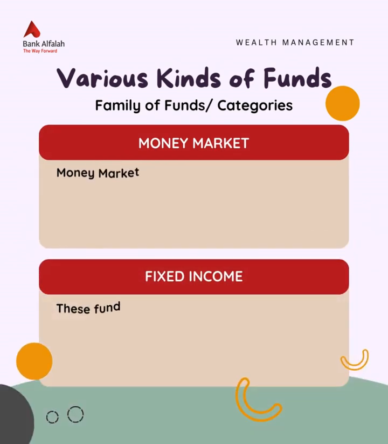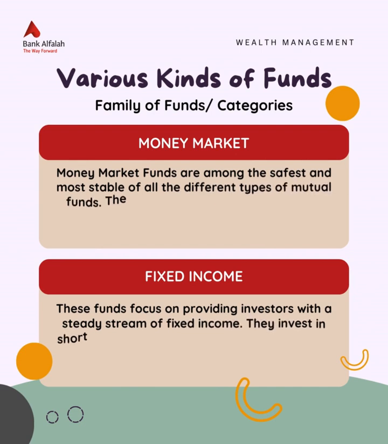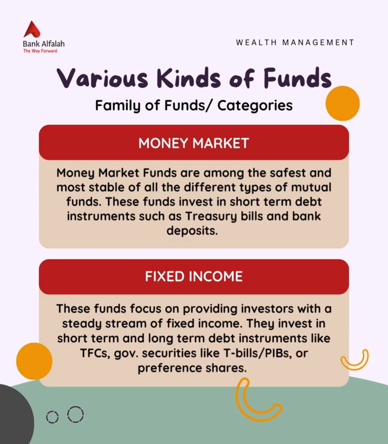There are various kinds of categories of mutual fund. We will be looking at some of funds to get the brief idea. First one is money market fund. Money market funds are among the safest and most stable of all the different types of mutual funds. These funds invest in short-term debt instruments such as treasury bills and bank deposits.